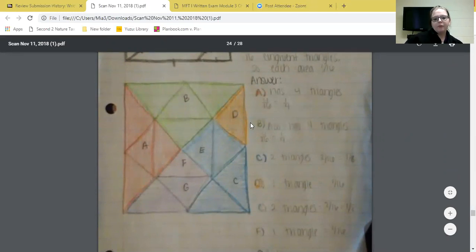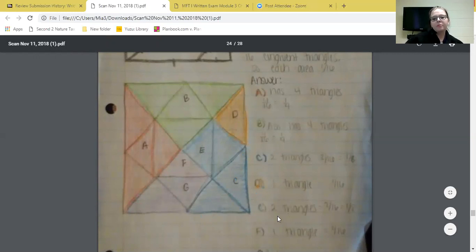Now let's look at B. Area B also has 4 triangles, so that is going to be 4/16 or 1/4. Then we're going to look at C. C only has 2 triangles, so that's going to become 2/16. But when we break that down, it becomes 1/8. Next, we're going to look at D. D is all alone. It has 1 equal triangle, so that's going to become 1/16.